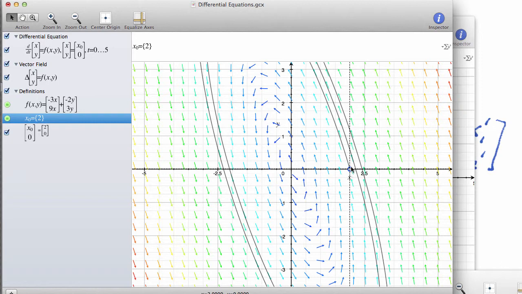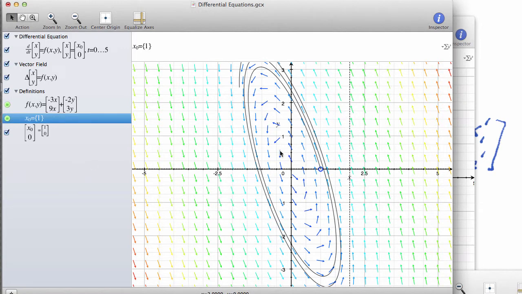As the differential equation evolves, if I could shrink this a little bit, it'd be really nice. Well, I don't like that. Let me choose a smaller one, then it won't go as far away. Let's take x0 equal to 1. Okay, there it shrinks in.